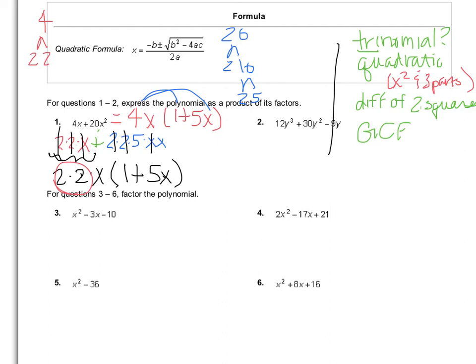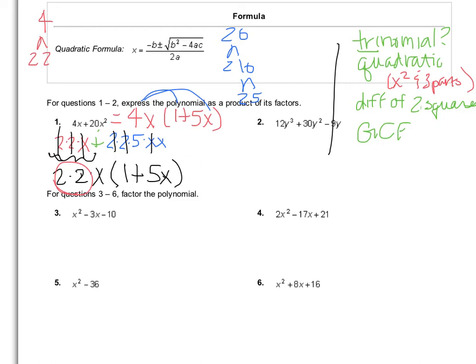Maybe, because it doesn't have x, well, it does have x squared or y squared, but it has 3 parts. I don't know. We'll hold off on that one. Is it the difference of 2 squares? No, it's not, because that would mean it would have to be 2 parts and there'd have to be a minus sign, and it's not. It's 3 parts. And the last option is greatest common factor.